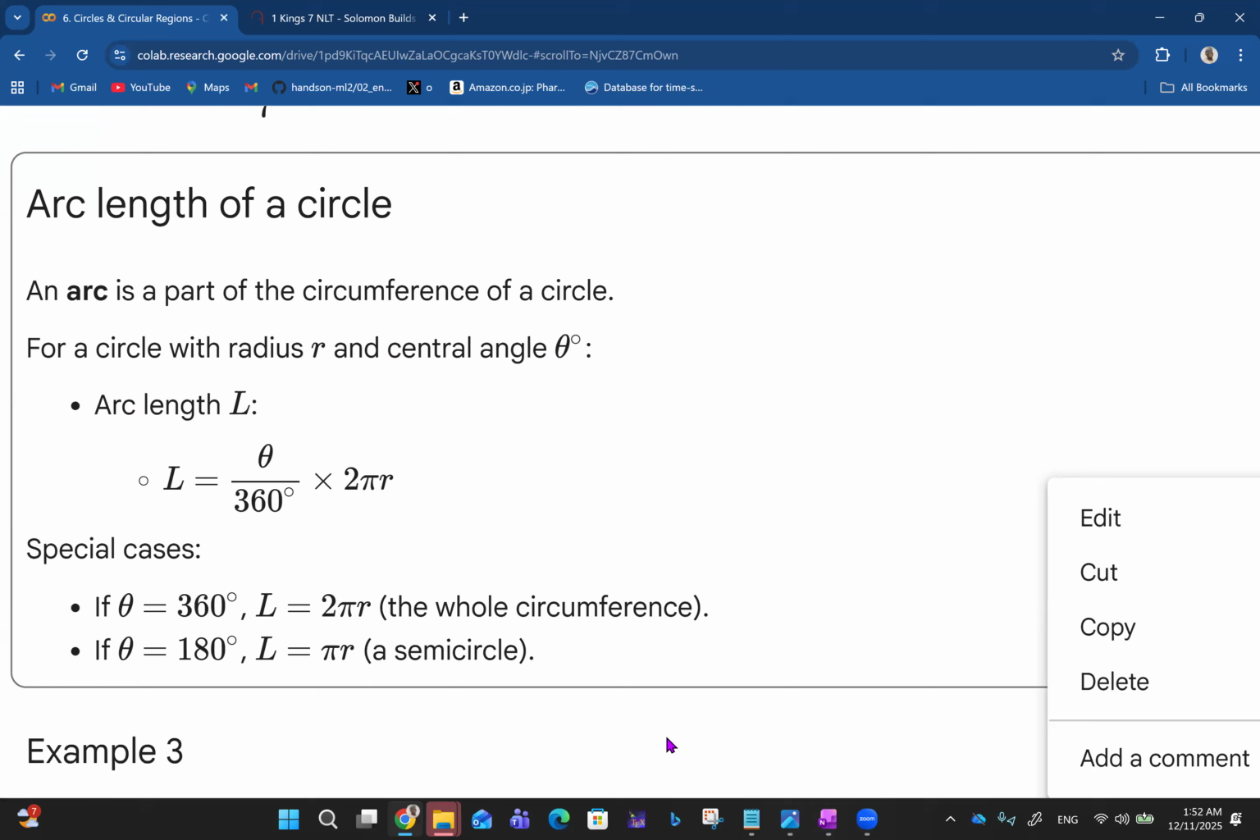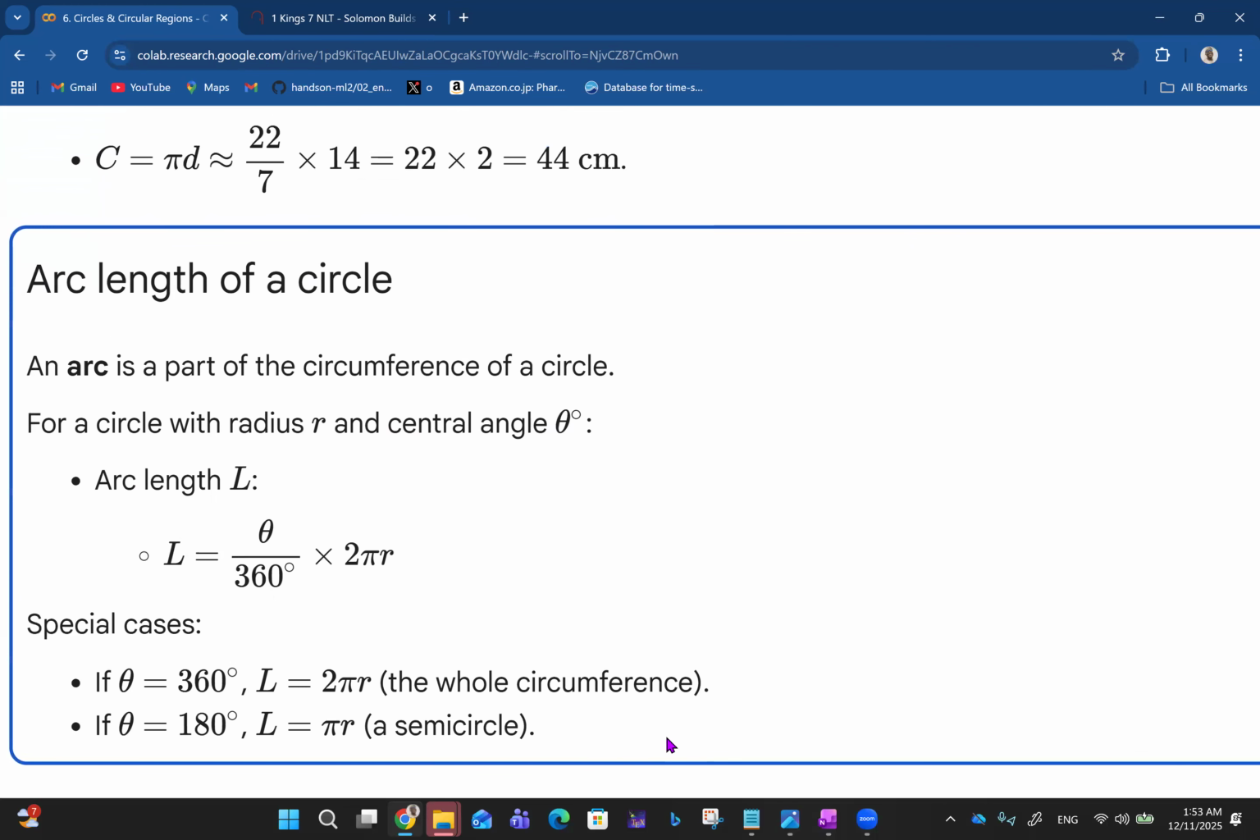How do you find the length of an arc of a circle? So an arc is a part of the circumference of a circle. So for a circle with radius r and central angle theta degrees, the arc length is L, which is theta over 360 degrees times 2 pi r. That is for the minor arc. So you have special cases. If theta is 360 degrees, then the length is 2 pi r. That's the whole circumference. But if theta is 180 degrees, the length is a semicircle.